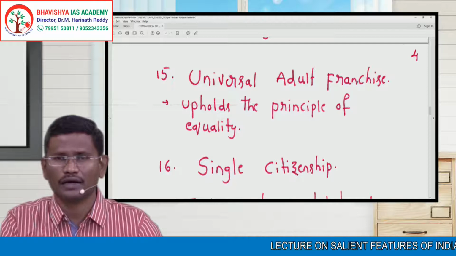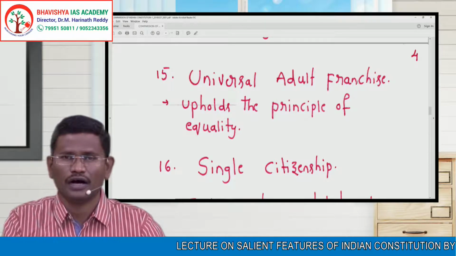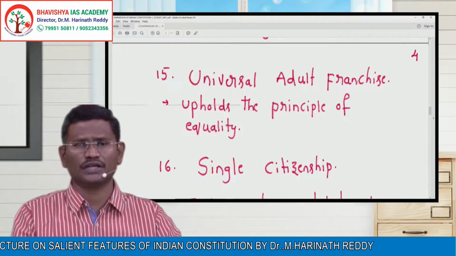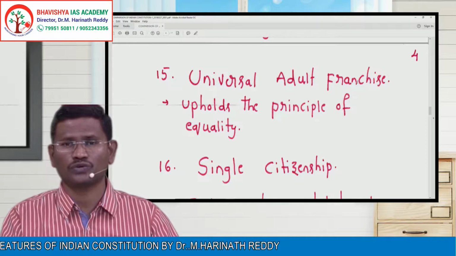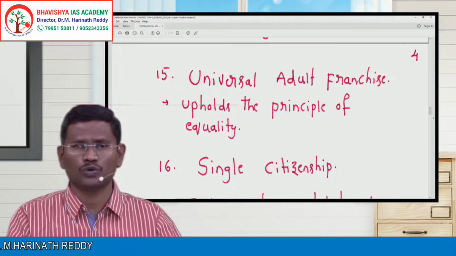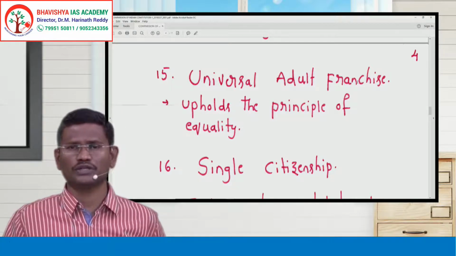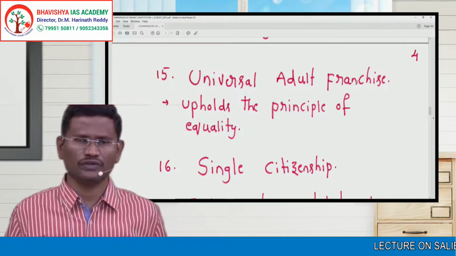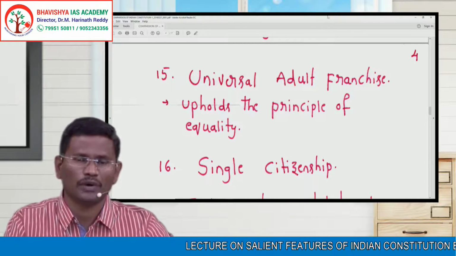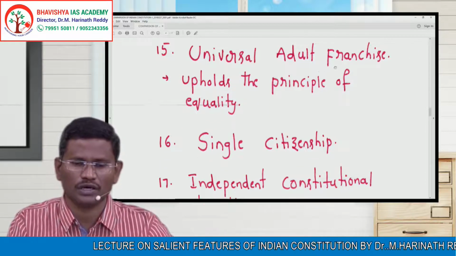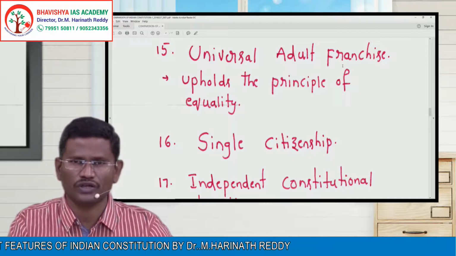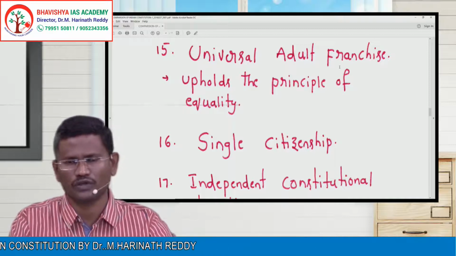But unlike America, unlike Britain, in India, all the citizens, irrespective of race, ethnicity, religion, gender, are given the equal right to vote, which we say universal adult franchise, promoting political equality. So the salient feature of universal adult franchise says equality among all the citizens. The universal adult franchise upholds the principle of equality.